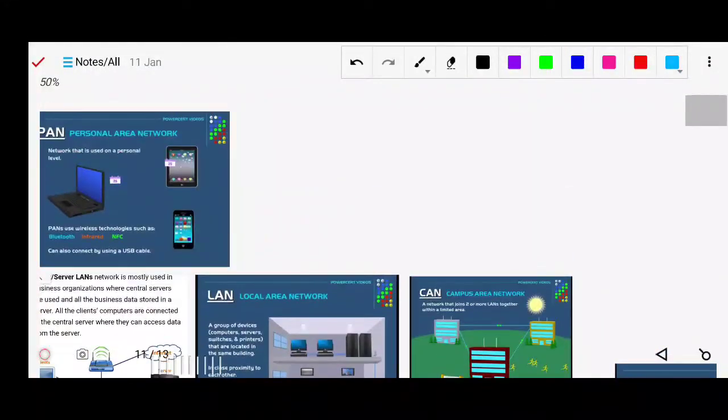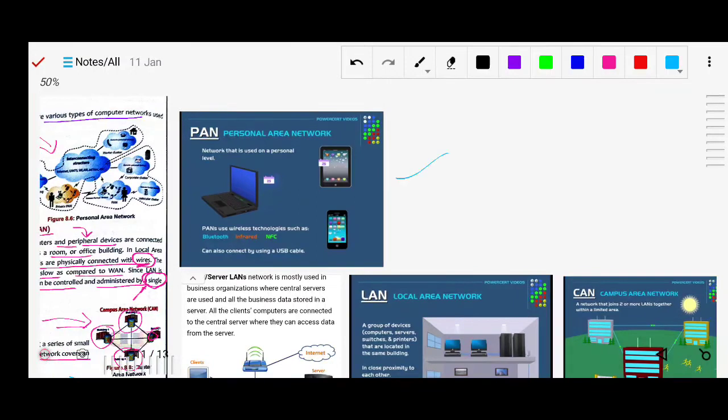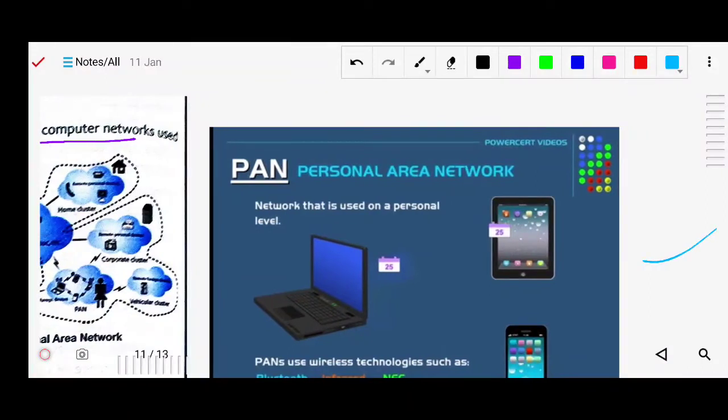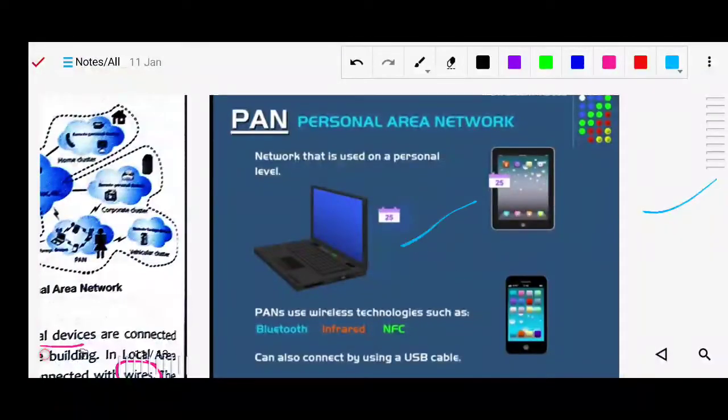So you can see this is your PAN, personal area network, as we saw at the start. This is used for simple transfers, like from your laptop where some devices are connected. Very nearby, we can connect by Bluetooth, infrared or NFC, and by cable also, like a USB cable to connect these phones. It has a limited area, and we can transfer our files and data. This kind of network is called a personal area network.